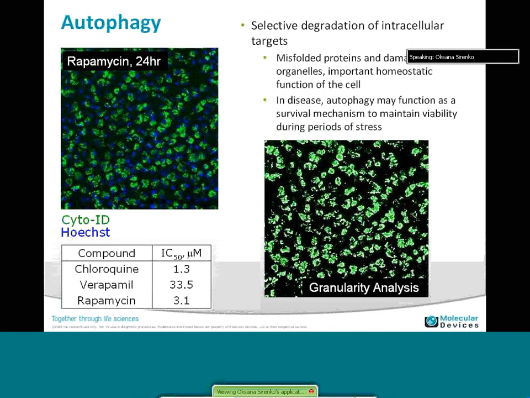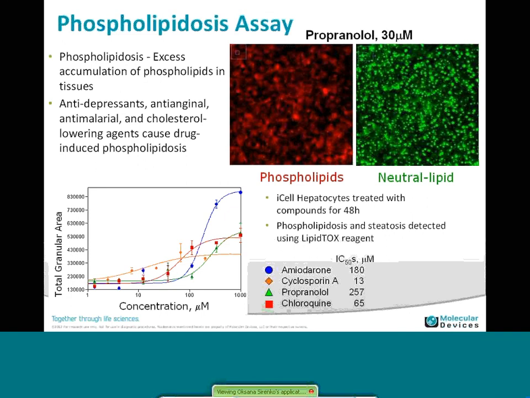A number of drugs have been implicated to increase or decrease autophagy. So we characterized several drugs which are known for their effect on inducing autophagy. So we've been able to define IC50s for those drugs. And we use granularity analysis, like in the case with mitochondria, to characterize and quantitate those effects.